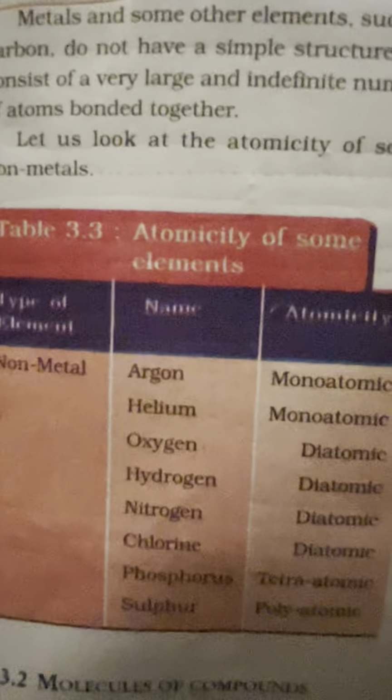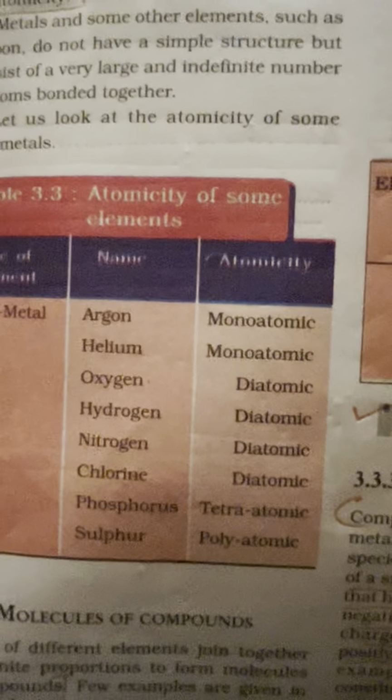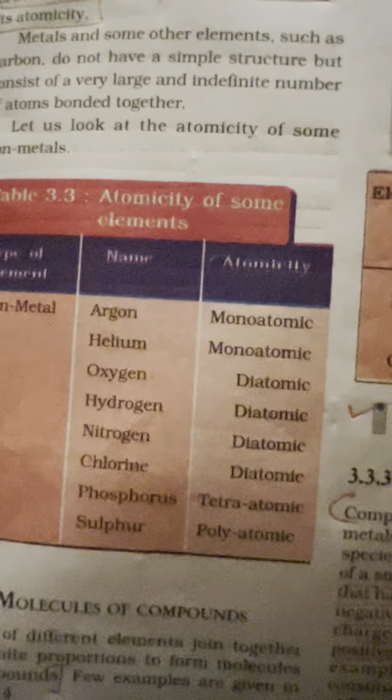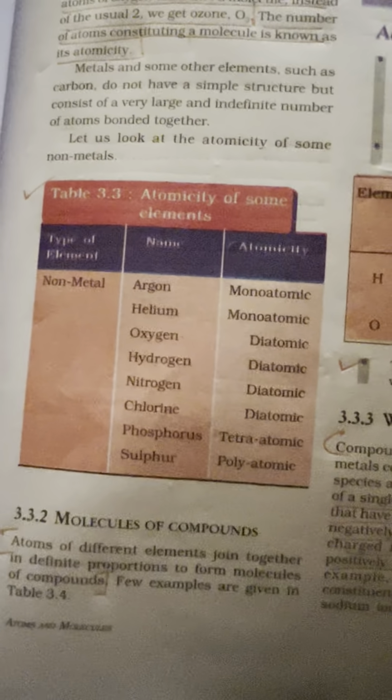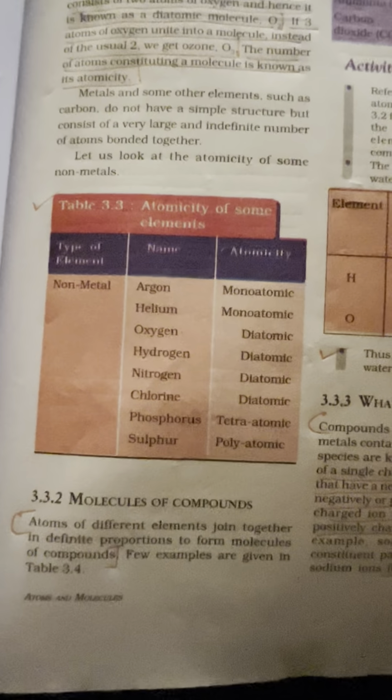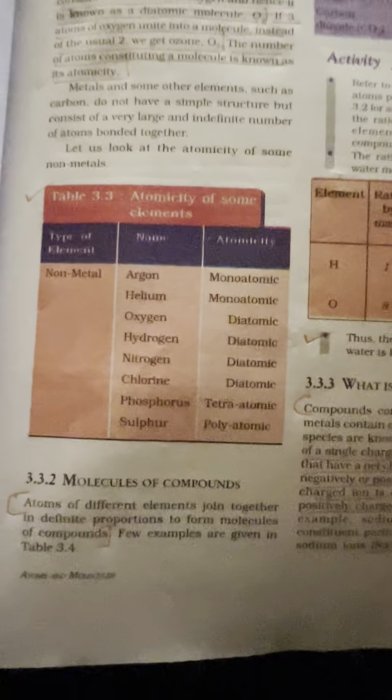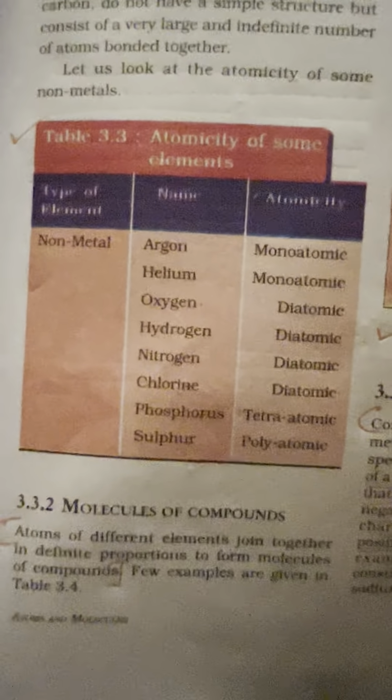Now you can see non-metal, monoatomic, diatomic molecules of compounds. Atoms of different elements join together in a definite proportion to form molecules of compounds. For example, water is a combination of hydrogen and oxygen. Ammonia, nitrogen and hydrogen. Carbon dioxide, carbon and oxygen.